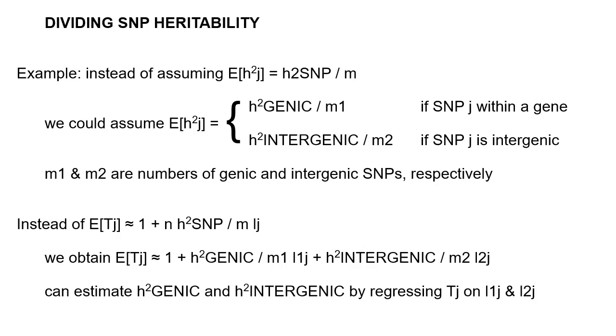So we now assume that the expected heritability contributed by a SNP is not constant across the genome, but instead, if it's within a gene, it's H squared genic over M1, and if the SNP's not in a gene, it's H squared intergenic over M2. It's a bit more complicated, but we can use the same process to obtain an expression for the expected test statistic of each SNP, and instead of having one unknown and one set of LD scores, it has two unknowns and two sets of LD scores. And then we can regress the test statistics we observe on these two sets of LD scores to obtain estimates of H squared genic and H squared intergenic.